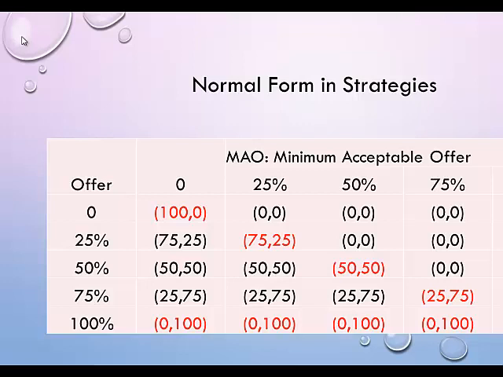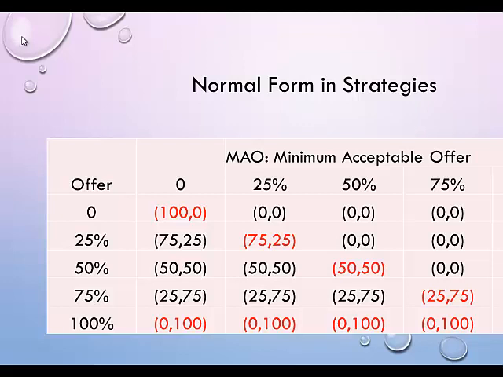in this game. So the offer can be, the minimum acceptable offer can be 0, 25, 50, 75 or 100, and the offer can be 0, 25, 50, 75 or 100. So now I look at the best possible responses to the minimum acceptable offer. So suppose somebody says my minimum acceptable offer is 0. He's a very easygoing person. He will take anything.